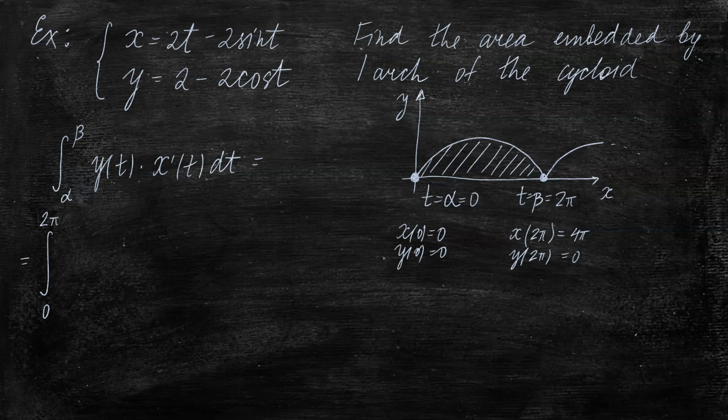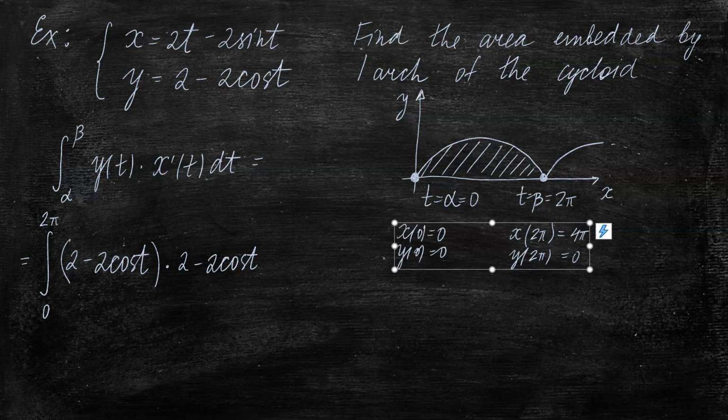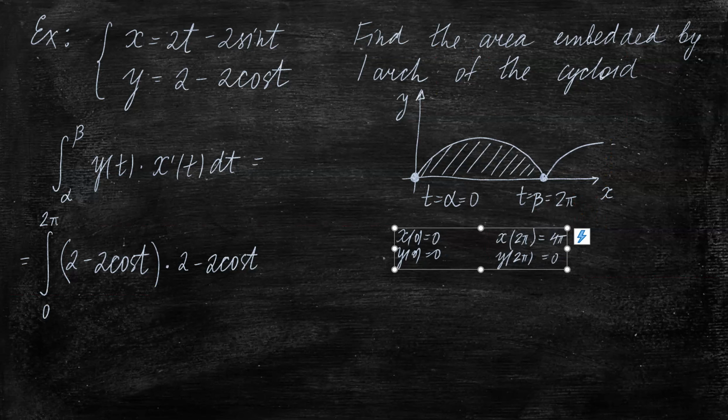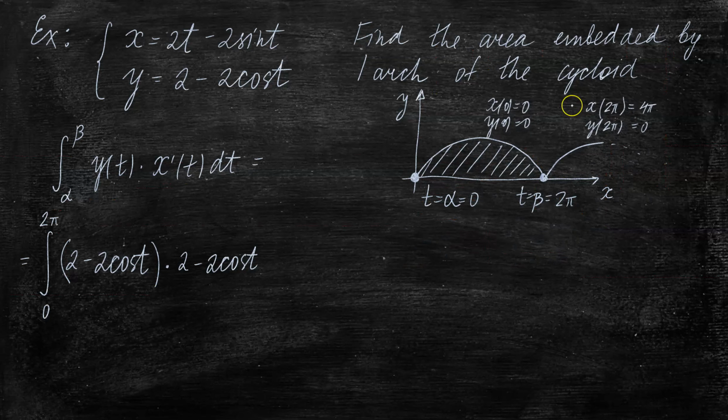And here we put the y function, which is 2 minus 2 cosine t. And we multiply it by the derivative of the x function, which will be 2 minus 2 cosine t. And is this a coincidence? This could be a special feature of this curve, but I don't think it's just a coincidence that the derivative of x is equal to the y function, and all of this with respect to t. And now we just simply use our integration skills.